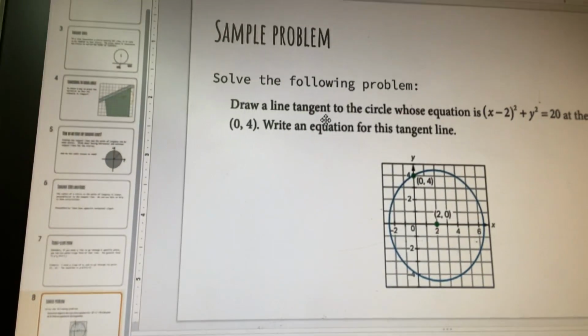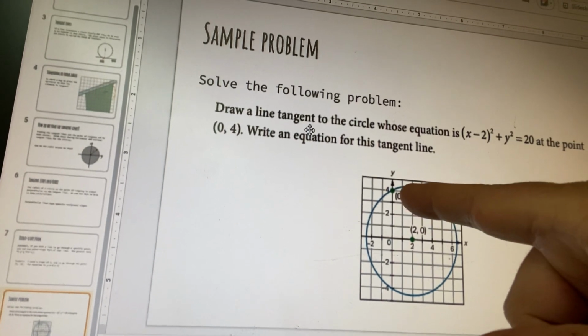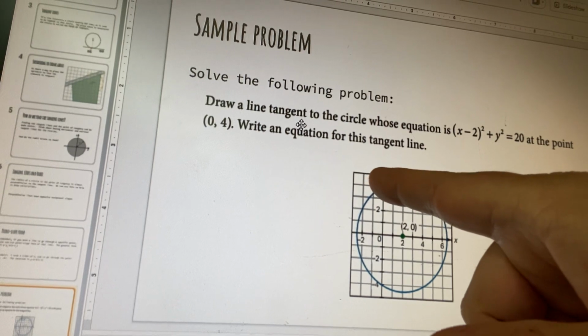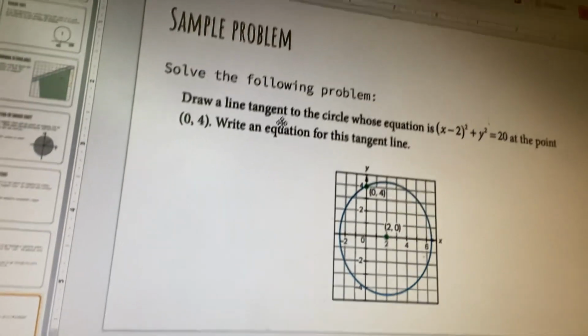And then slide number 8 has a sample problem. It says draw a line tangent to the circle whose equation is (x minus 2) squared plus y squared equals 20 at the point (0, 4). Write an equation for that tangent line. I'm going to show you what that's going to look like. When I calculate this, I'm going up 1, 2, 3, 4, and backwards 1, 2. So that is a slope of down 2 over 1. That's a slope of negative 2.